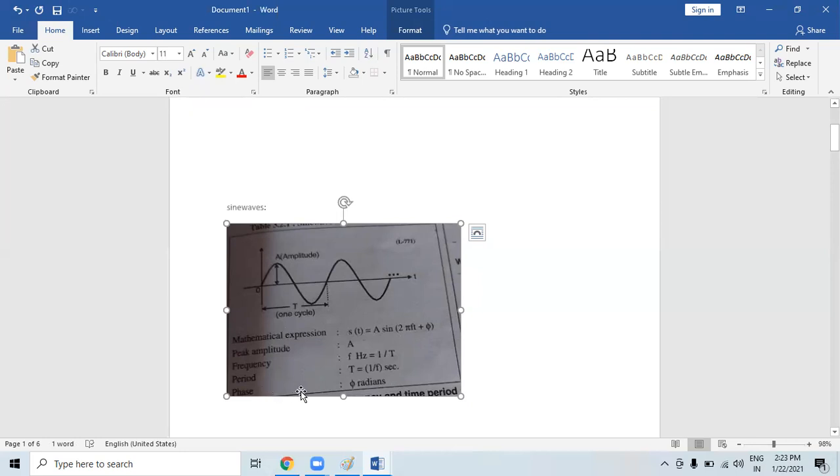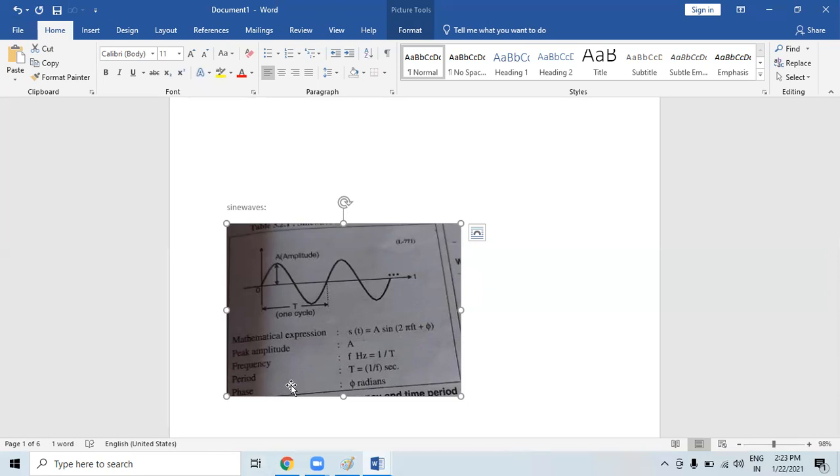Then peak amplitude is A. Frequency f in Hz is equal to 1 upon time. Period T is equal to 1 upon f, that is 1 upon frequency, in seconds. And phase is theta, in radians. An important point about frequency and time period: frequency and time period are reciprocal of each other.